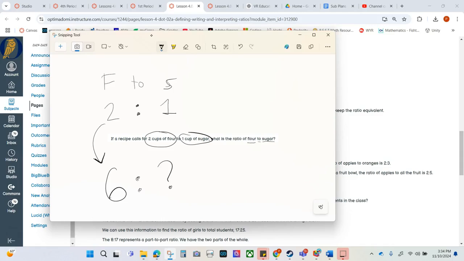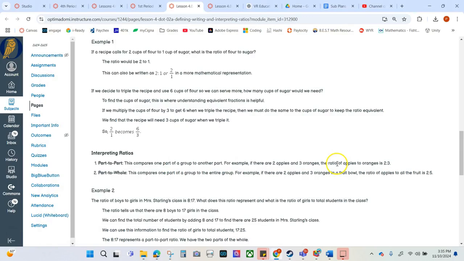What was that special word I said, that vocab word? Triple? What does triple mean? Yes, you are right. Triple means timesing by 3. So if 2 gets times by 3, then we would triple the sugar too. That way it's not just a bunch of floury cookies. And that would be 1 times 3 is 3. Oh yeah. And now our ratio is 6 to 3.